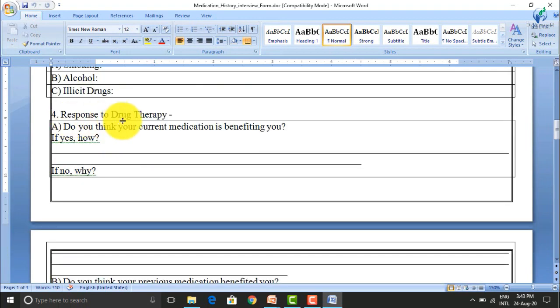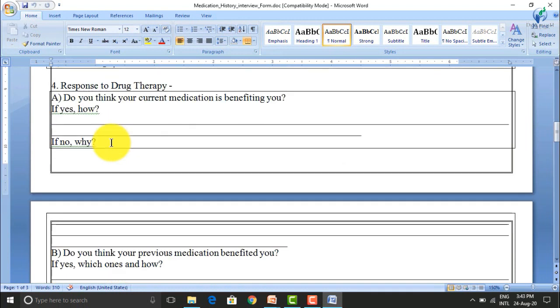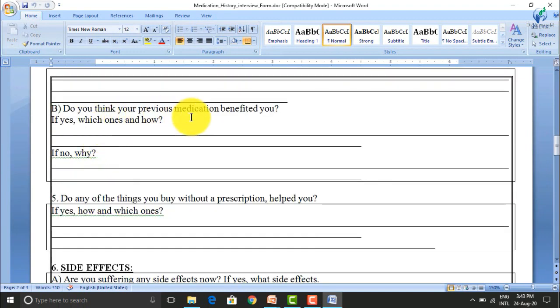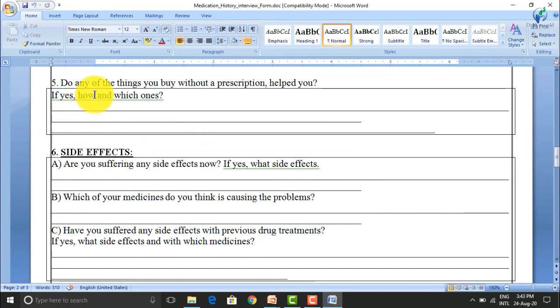Then response to drug therapy: do you think your current medication is benefiting you, that means the treatment you are taking, is it helpful to you? If yes, then we have to write how. If no, then why? Then do you think your previous medication benefited you? If yes, which ones and how? And if no, then why? Then do any of the things you buy without a prescription help you? That means if the patient has taken any medicine without a prescription, and whether that is helpful to him or not, we have to write over here.